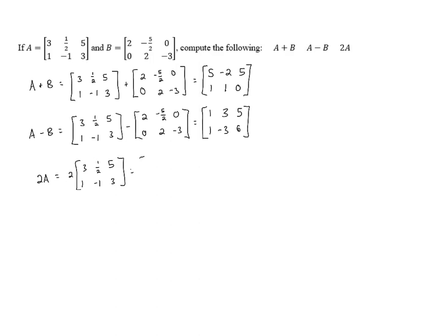So when we do that, 2 times 3 is 6, 2 times 1/2 is 1, 2 times 5 is 10, 2 times 1 is 2, 2 times -1 is -2, and 2 times 3 is 6. So this ends up being our final answer for 2 times A.